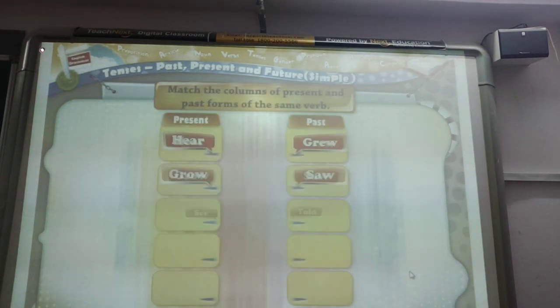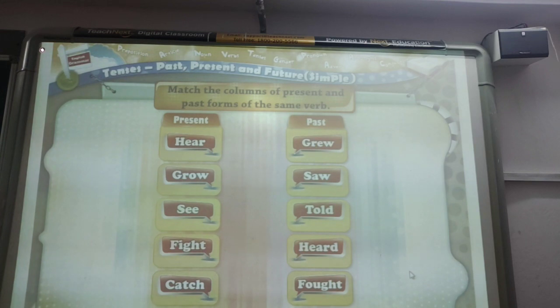Match the columns of present and past forms of the same verb. Hear, heard. Grow, grew. See, saw. Find. Buy, bought. Catch, caught. Tell, told.